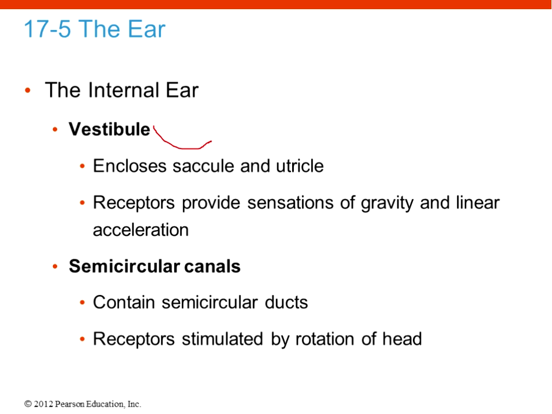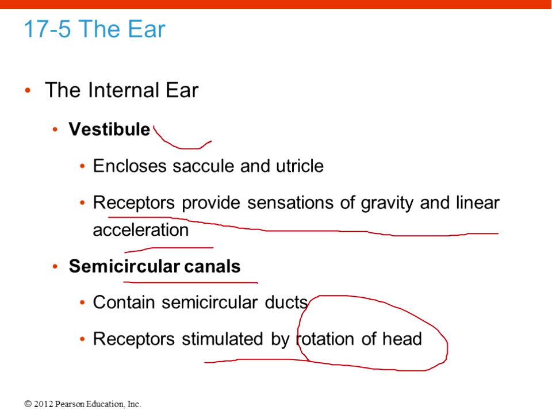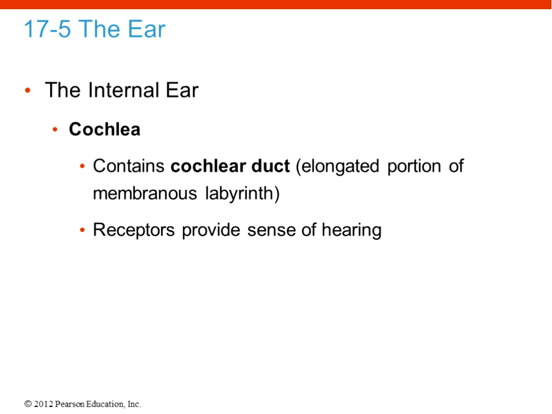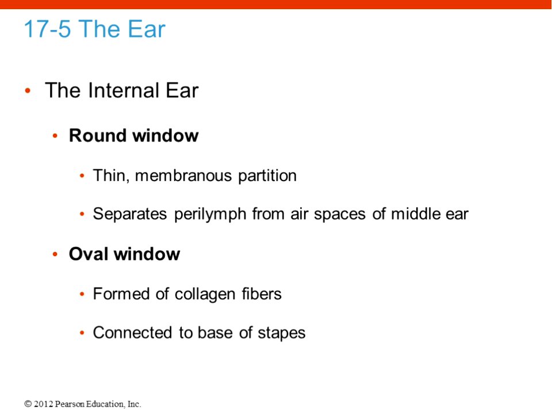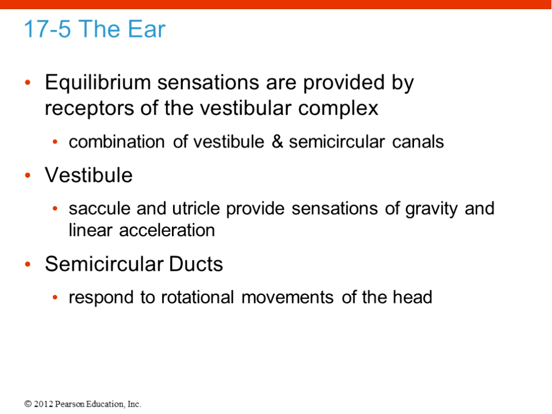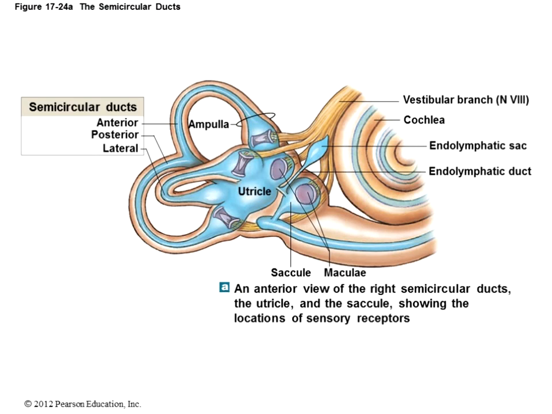The vestibule is responsible for sensations of gravity and linear acceleration. Semicircular canals are stimulated more by rotation of the head, and these two components are responsible for equilibrium and balance. The cochlea is responsible for our sense of hearing, and we'll look at that structure coming up. All right, so the oval window. You have two structures, the round window and the oval window. The oval window is attached to the stapes, which is the last thing that distorts, establishing a pressure wave inside the structure.